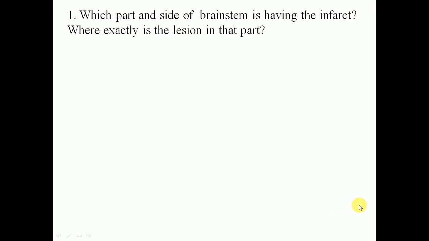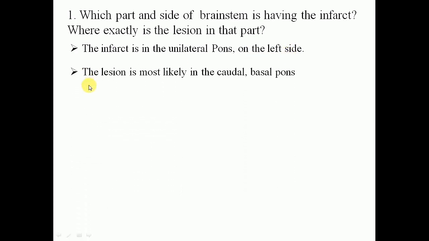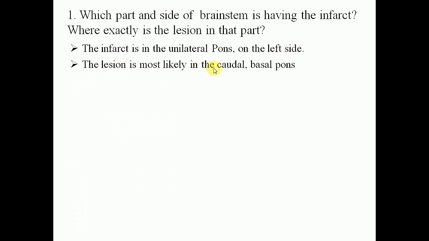So coming to question 1, which part and side of brainstem is having the infarct and where exactly is the lesion in that part? The infarct is in the unilateral, that is one-sided pons, and that is on the left side. So left side pons, and the lesion in the pons is most likely in the lower, that is caudal basal part of the pons.